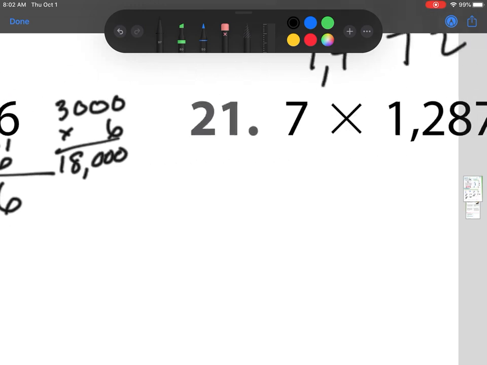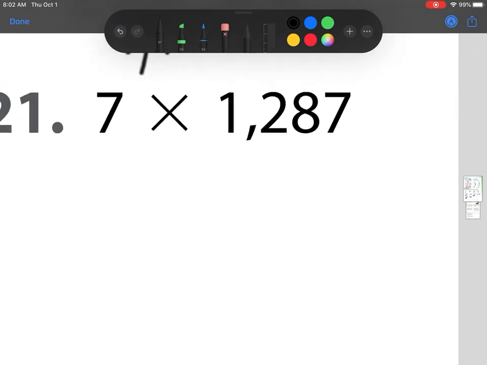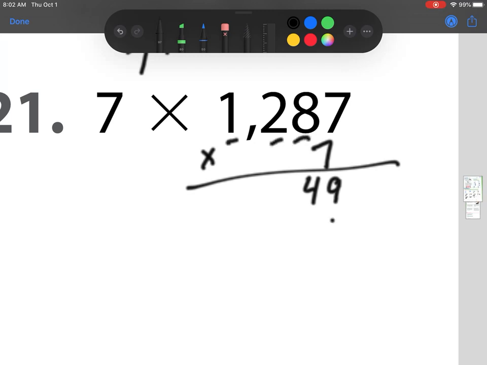16 is close to 18, so we can move on. Number 21, we're going to use partial products. 7 times 7 is 49. And since I always know I'm going by my place values, I can actually put my zeros in right now, if that helps me remember.